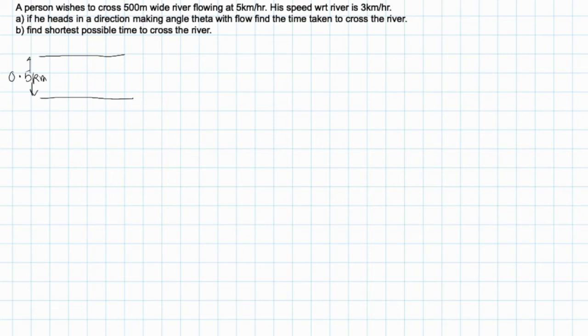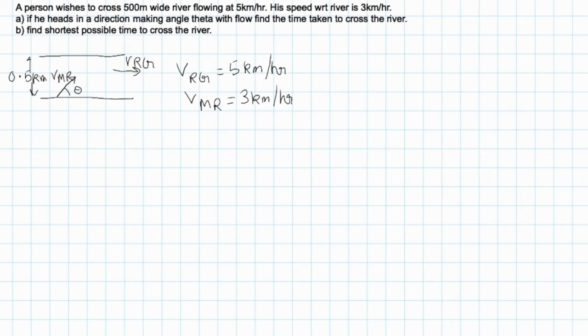Velocity of river with respect to ground is 5 kilometers per hour, and it is in this direction. Velocity of man with respect to river is 3 kilometers per hour, and he moves with an angle theta like this. This is VMR. So here also we will do the same thing which we did earlier.